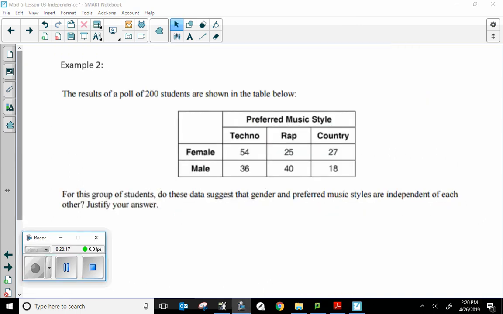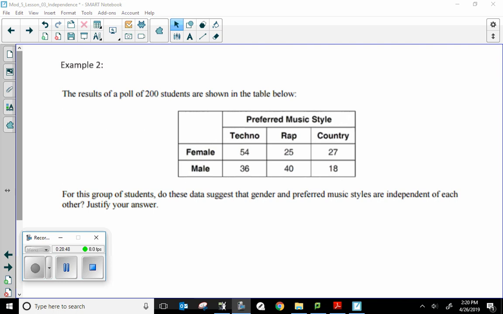All right, this will be our last one, example 2. The results of a poll of 200 students are shown in the table below: preferred music style and gender. For this group of students, do these data suggest that gender and preferred music styles are independent of each other? Justify your answer.